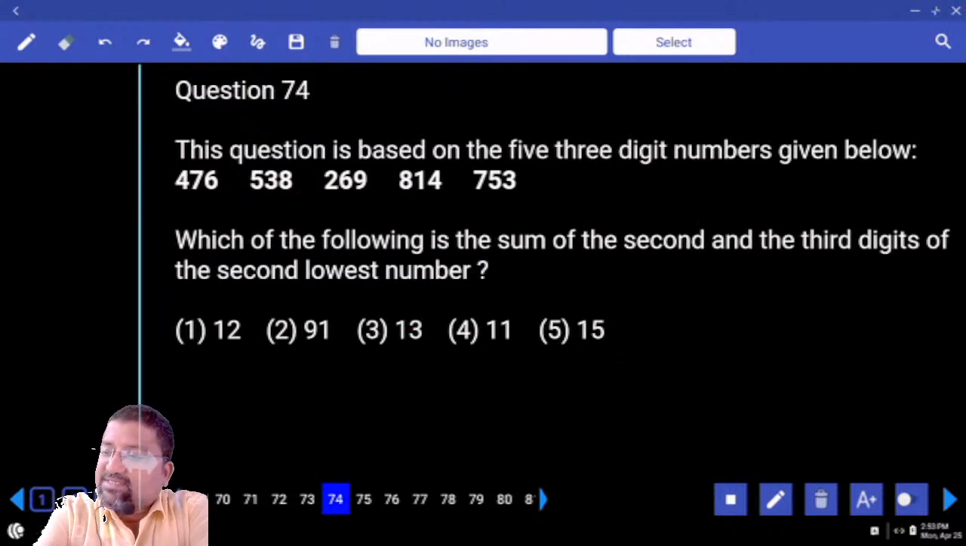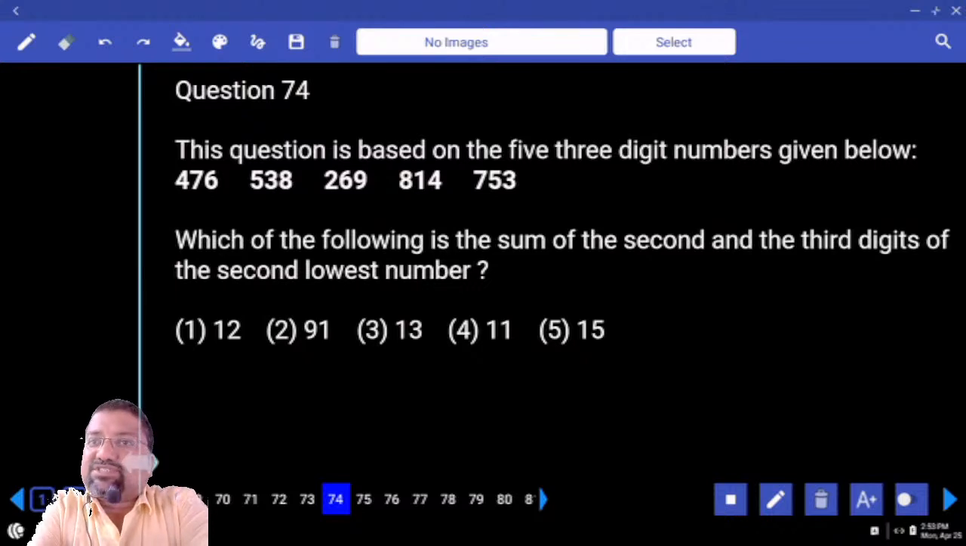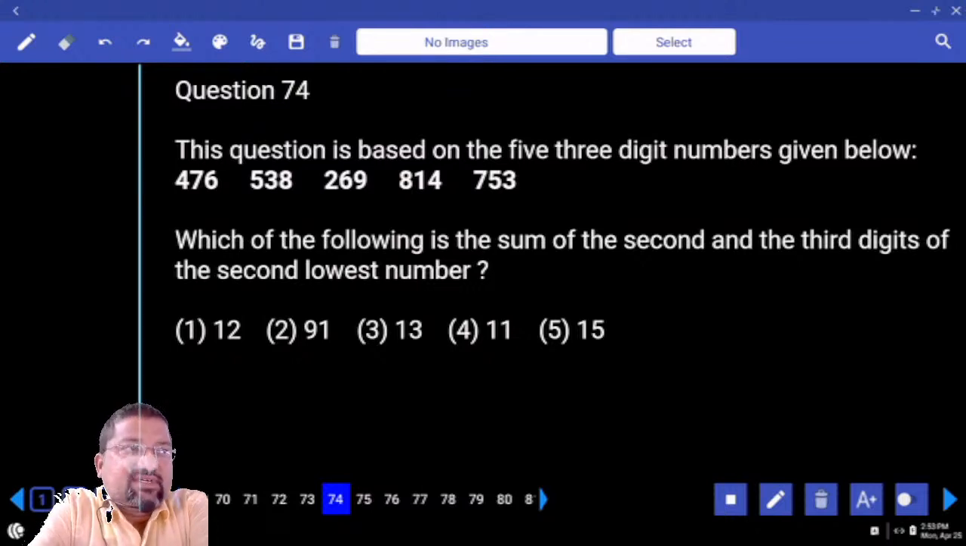Which of the following is the sum of the second and the third digits of the second lowest number? What is the first lowest number? 269. What is the second lowest number? 470. Sum of second and third? 7, 6, 13.